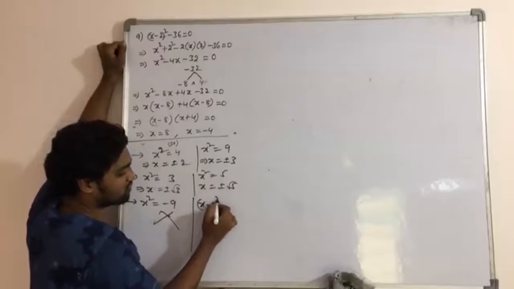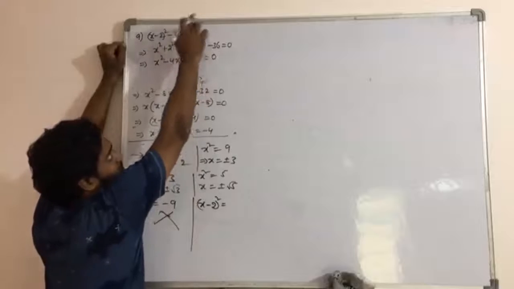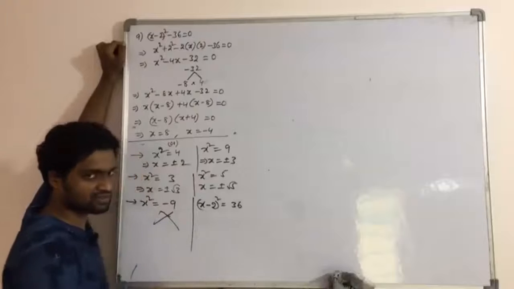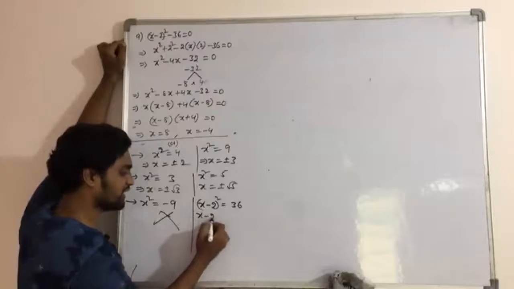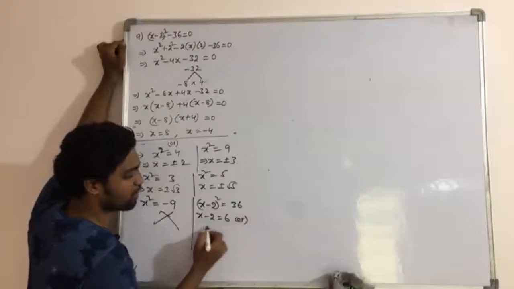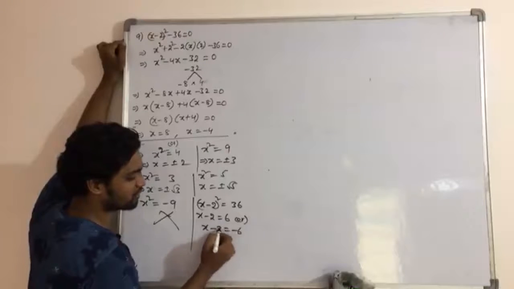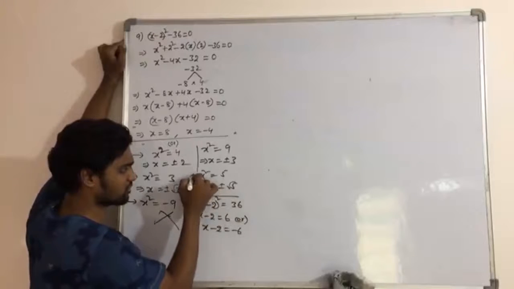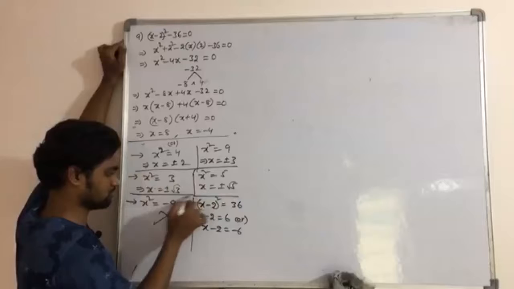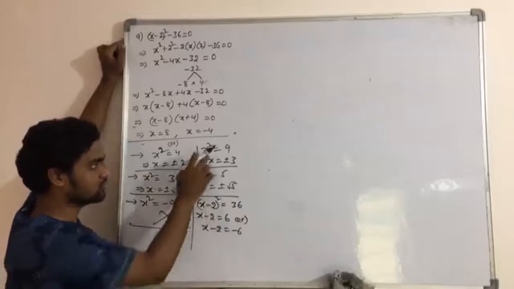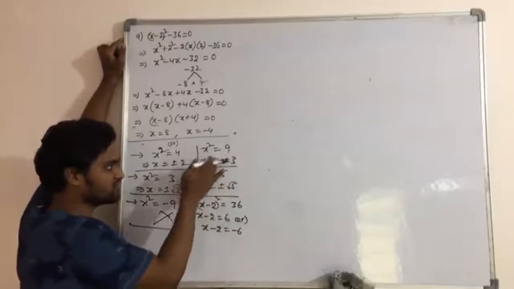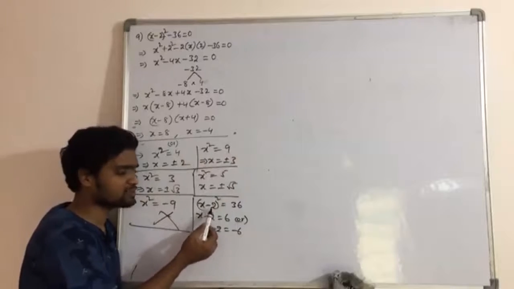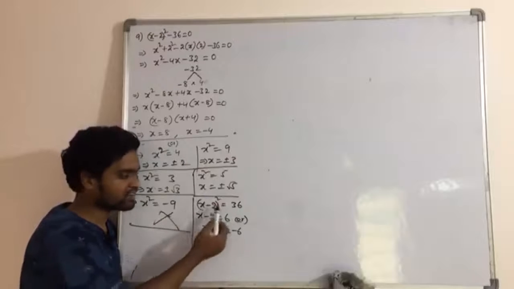X minus 2 whole square is equal to minus 36. Take minus 36 to RHS. It becomes plus 36. Now the question is x minus 2 is equal to 6 or x minus 2 is equal to minus 6. Is this correct? See, it's similar to the above question only. X square is equal to 9, x is equal to plus or minus 3. Whereas in this question, I don't have x square. Instead of that, I have x minus 2 whole square.